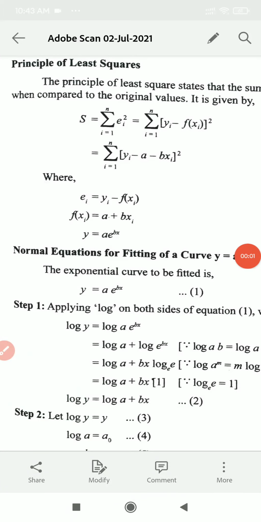Hello students. Today I am going to discuss the least square procedure to fit an exponential curve. So first, let us start with the principle of least square, students.